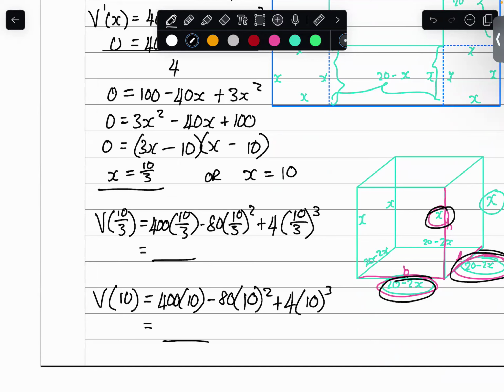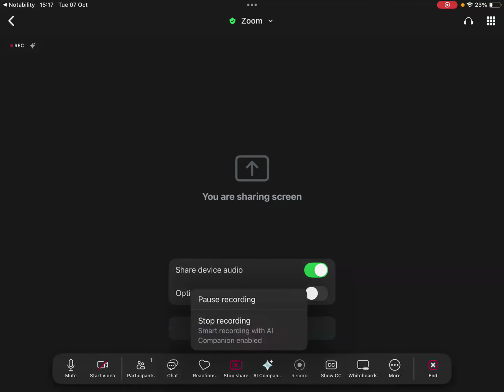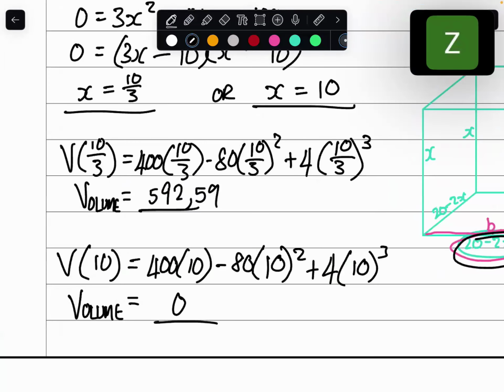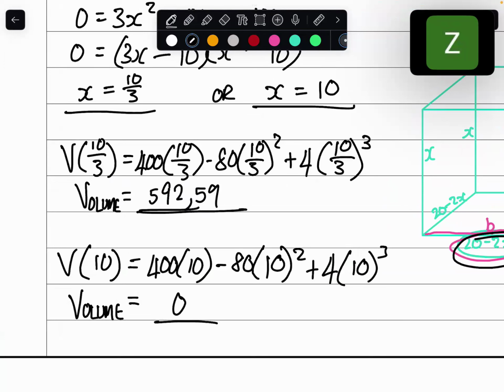All right. I don't know what either of these answers are. Give me 1 second to punch it in. Okay, so here are the solutions for the two. When you sub 10 over 3 back into the original, it gives us this for the volume. And when you sub 10 back into the original, it gives us this for the volume. So which one will produce the largest volume? Obviously, it will be the 10 over 3.